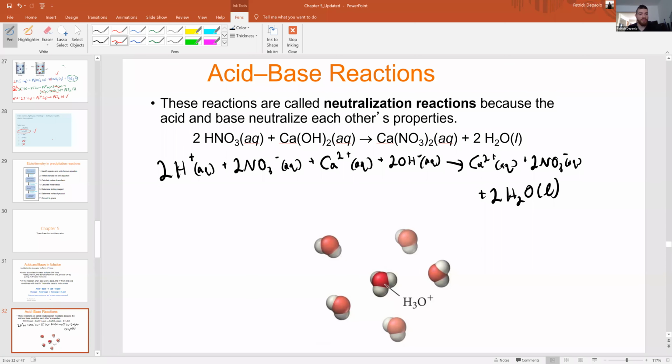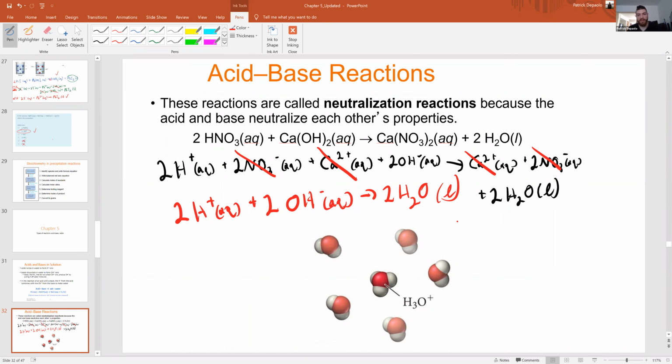So we can finish this off. I'll switch to red for crossing off. We can cross off NO3-, yep, and Ca2+, yep. Everything else is the same. So our net ionic equation will be 2H+ (aq) plus 2OH- (aq) yields 2H2O liquid. Like that. Yeah, there you go.